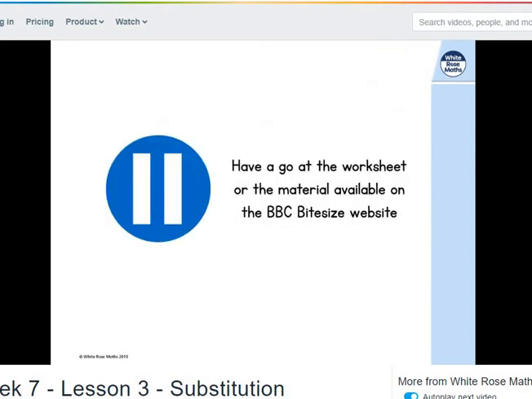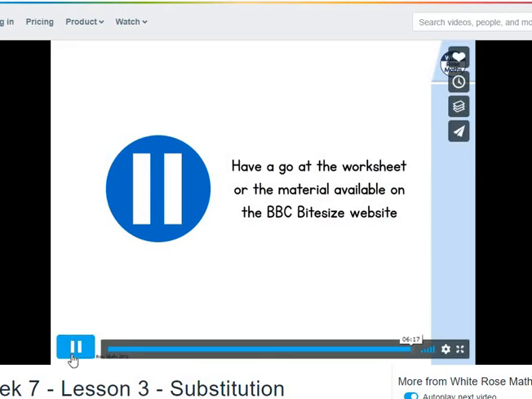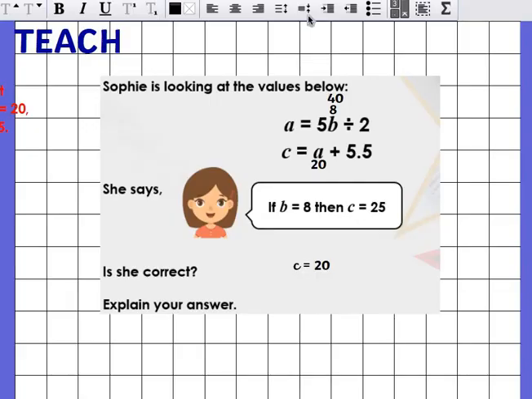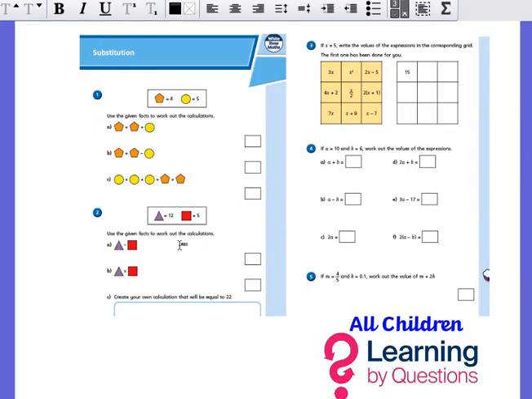Okay, your turn now. Have a go at the worksheet, or have a go at the material on the BBC Bitesize website. Okay, so you've had your worksheet emailed to you. This is what it looks like today. So have a look at the pictorial models here, and then we're moving on to numbers and letters here. Also, don't forget to have a go at your learning by questions.